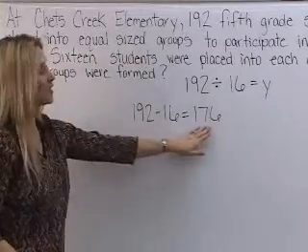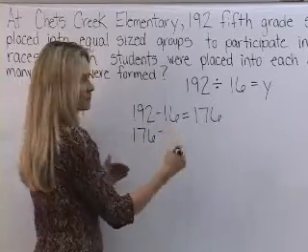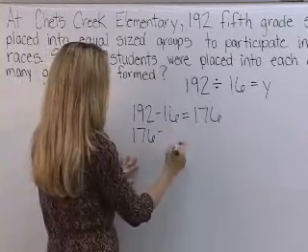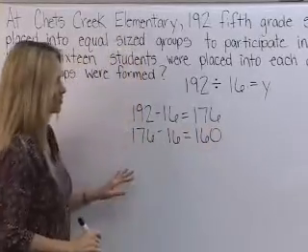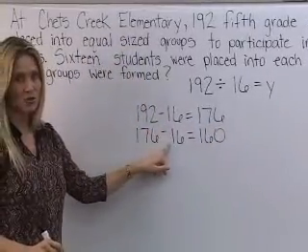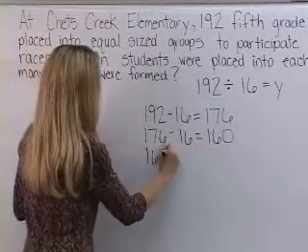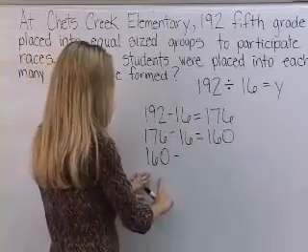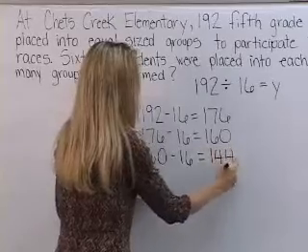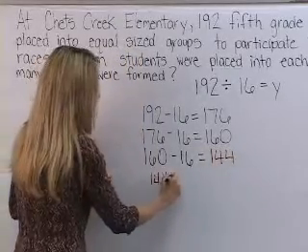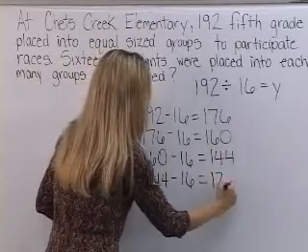176 left. Knowing that they could continue to make groups of 16, they would successively continue to subtract: 176 minus 16, leaving them with 160. So far, making two groups of 16. Knowing that we can continue to make groups of 16, they would continue the process of subtraction. 160 minus another 16 would equal 144. Knowing we can continue, 144 minus another group of 16 would leave 128.